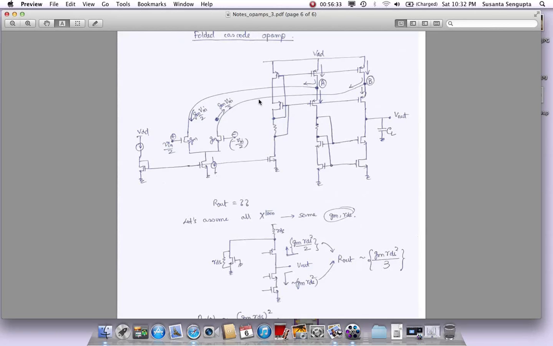How about this current now, the negative side? So the negative side has the same current, GM V in by 2, and that's coming here. What are the various things we see again at this point? We see an RDS looking up. We see a 1 over GM looking down roughly. And we also have an RDS of this device itself where some of the current will get lost.